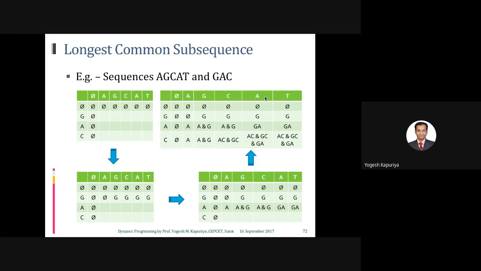Again C and A, no match, so you will see the previous row or previous column. In the previous row it was GA, here it is AC and GC. All of them are of the same length, so you will write all of them. Again T and C, see the previous row and previous column, and same. So this is how the table will be built, and the last value, the value over here, will be your result. That will be your longest common subsequence between these two sequences.